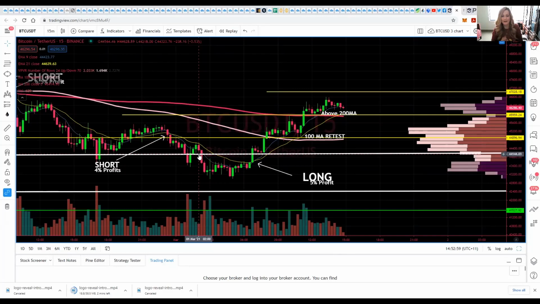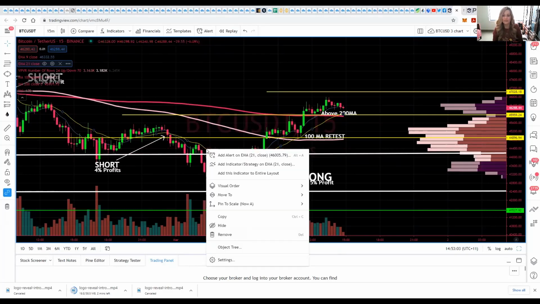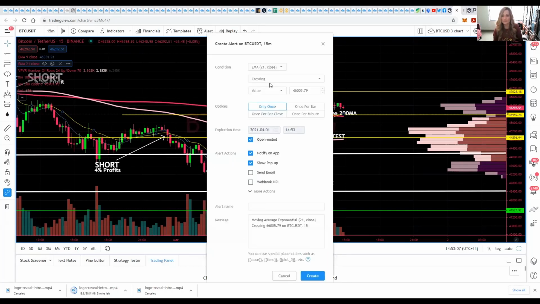So how we go about adding the alert on the premium TradingView is we right click the moving average and it says add alert, because we want to create this strategy. We've got the EMA 21 close, and we want it crossing, so the value we want crossing is the EMA 9. We want it once per bar, so every time that crosses, it will send you an alert.